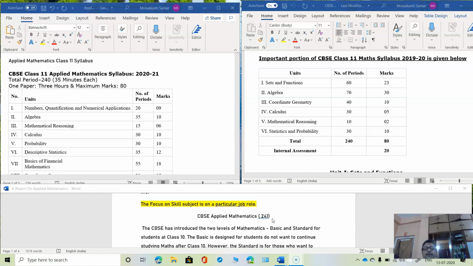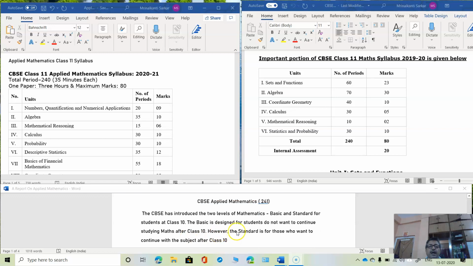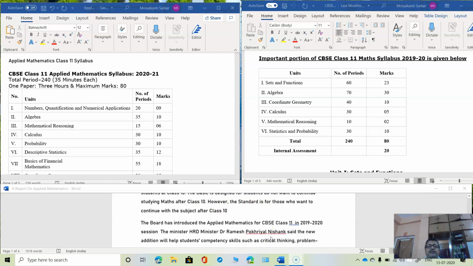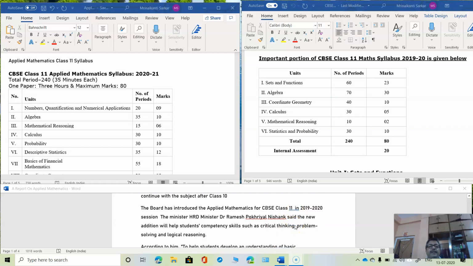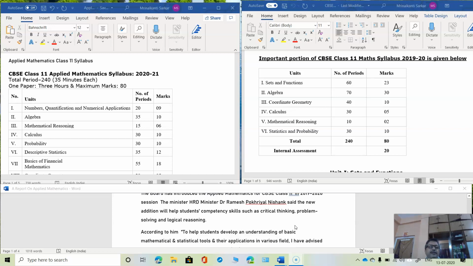They have introduced two levels of mathematics earlier in class 10, basic and standard. Basic is designed for students who do not want to continue studying maths after class 10. However, the standard is for those who want to continue the subject after class 10. The board has introduced applied mathematics for CBSE class 11, and the Minister earlier told that the new edition will help students' competency skills such as critical thinking, problem solving, and logical reasoning.